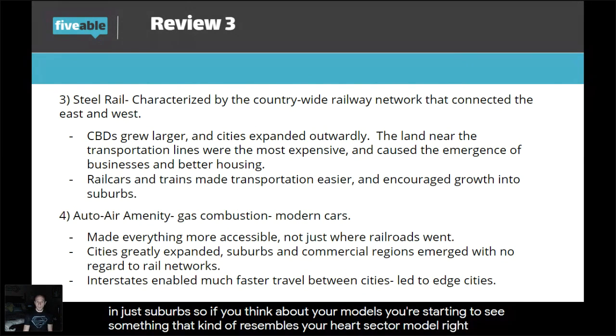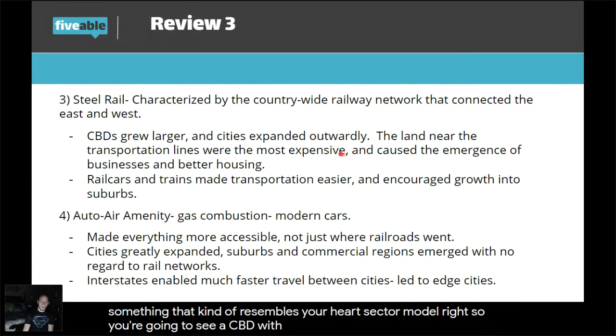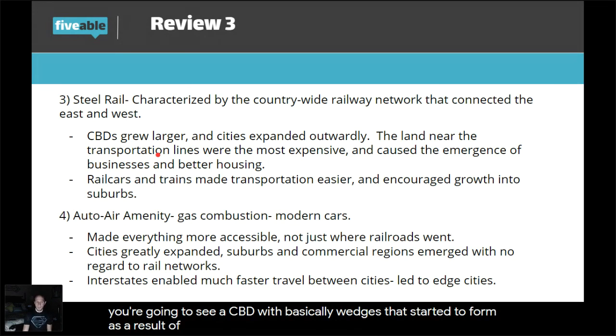So you're going to see a CBD with basically wedges that started to form as a result of the transportation networks in and out of the city.